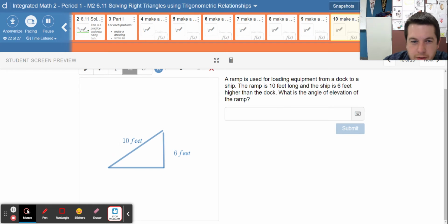We want to know the angle of elevation. Well, our angle of elevation is right here. It's from the base up. So we want to find this angle here.